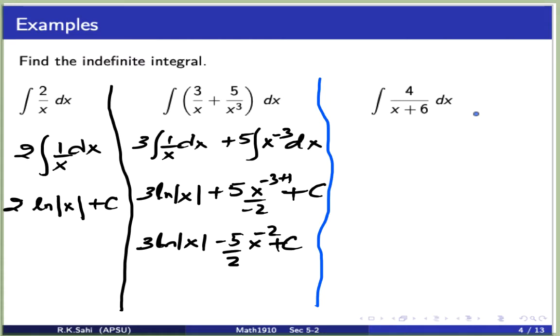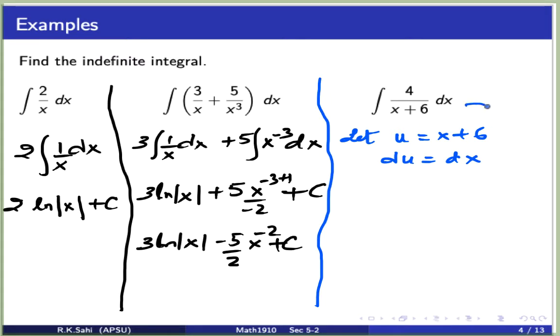Okay, let's look at this example, which is the integral of 4 over x plus 6 dx. It's not like the usual where we had only x in the denominator, but we have an expression of 2 terms, x plus 6. If you guys remember the u substitution, that's the most important thing in integrals. So we say let u be equal to x plus 6. So what's my du? Simply dx.